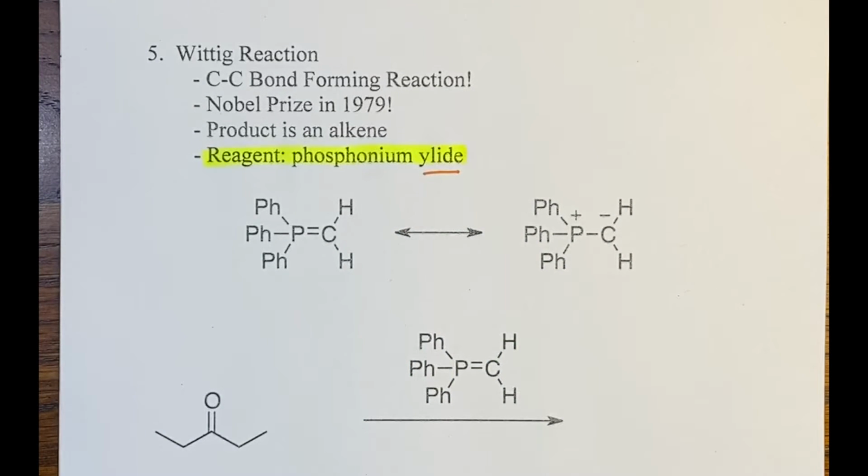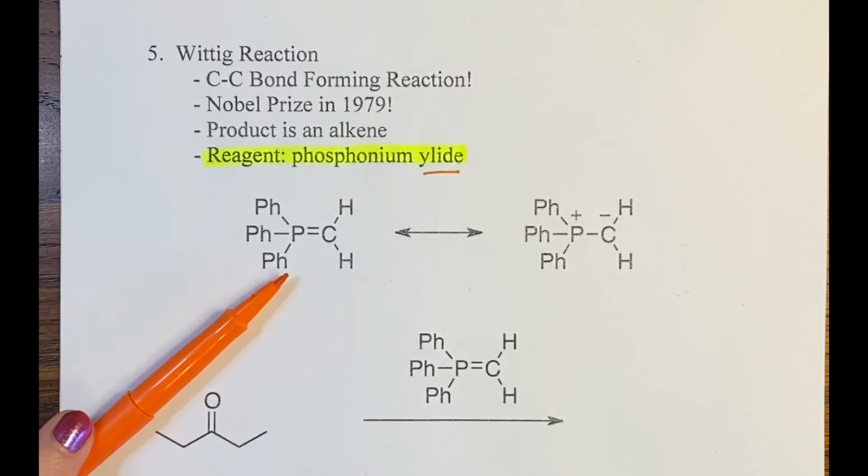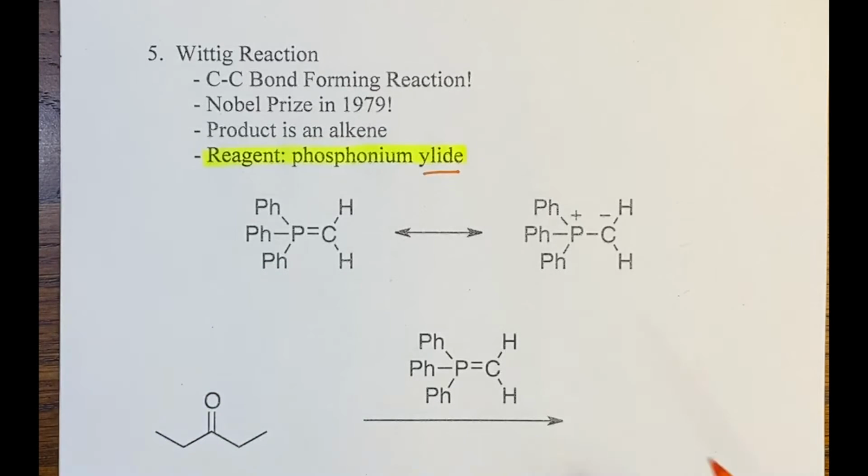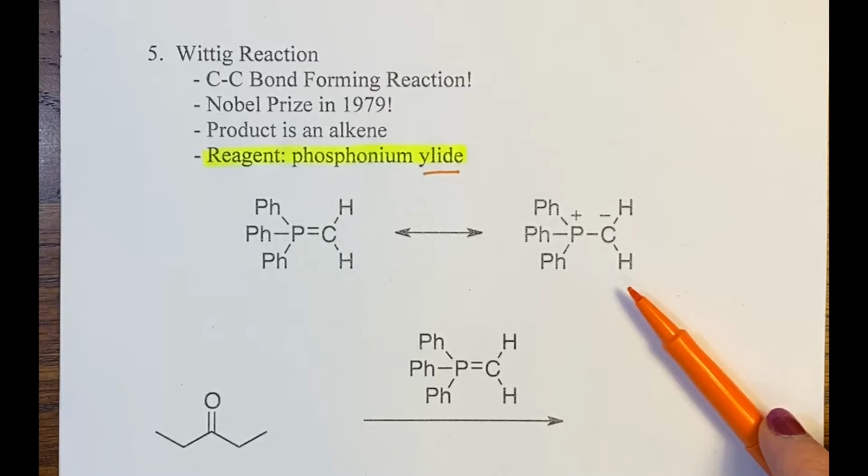So the structure of our phosphonium ylide looks like this. We can look at it in one of two resonance forms. The first is where we have the phosphorus-carbon double bond intact. And the second is where we have the charge separation for that phosphorus-carbon double bond.